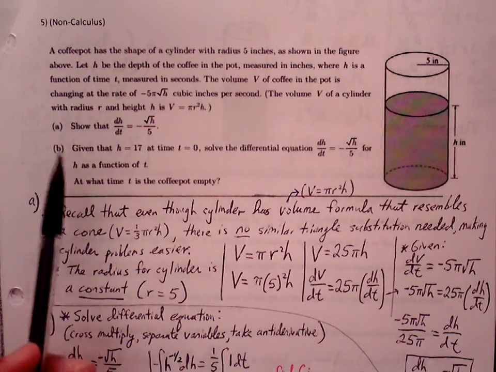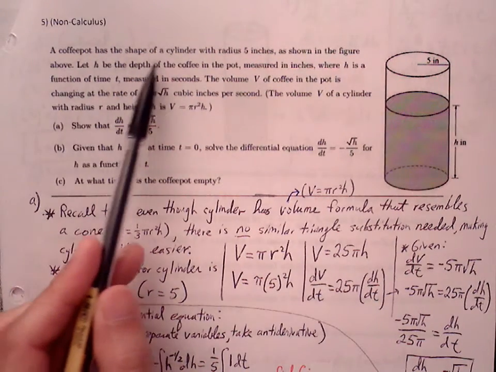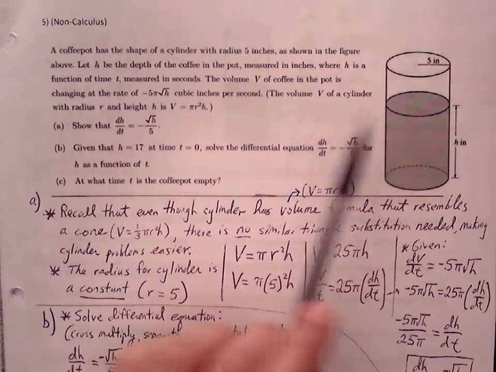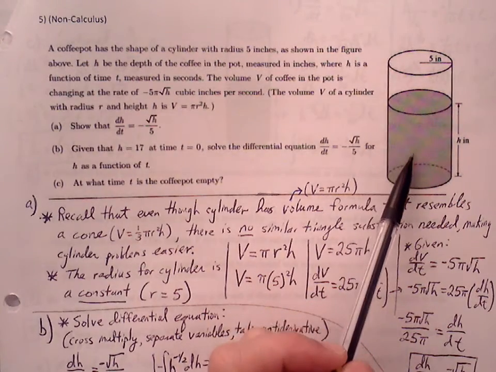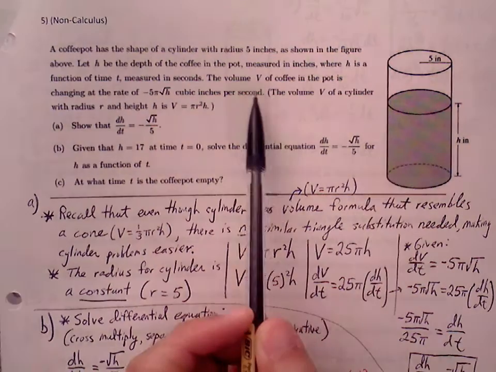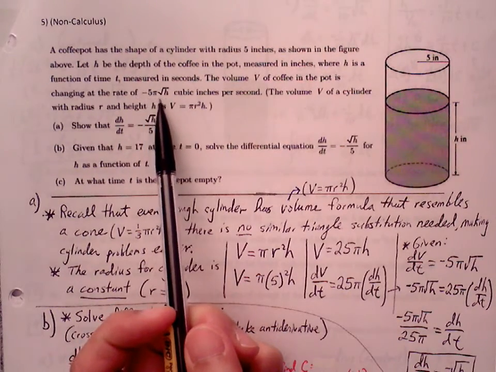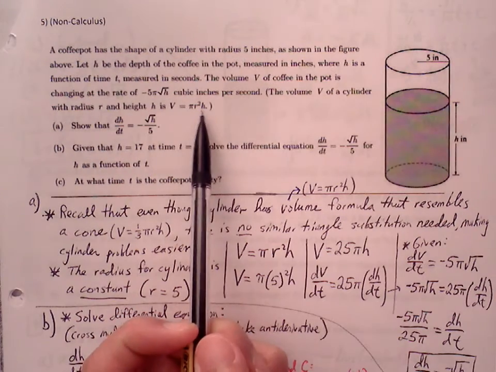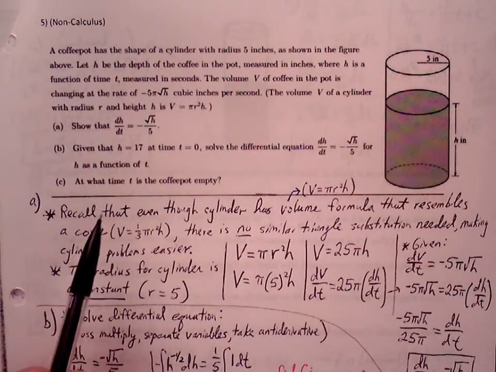This is number 5 for related rates AP review. A coffee pot has the shape of a cylinder with a radius of 5 inches, as shown in the figure. Let h be the depth of the coffee in the pot, measured in inches, where h is a function of time. The volume V is changing at a rate of negative 5 pi root h cubic inches per second, and the volume is given by V equals pi r squared h. Show that dh/dt equals negative root h over 5.